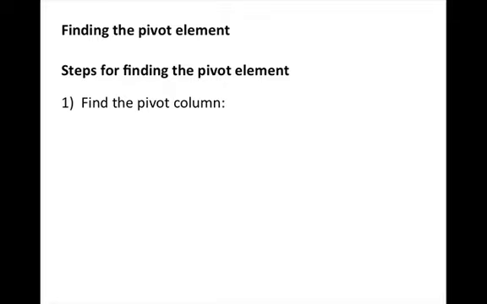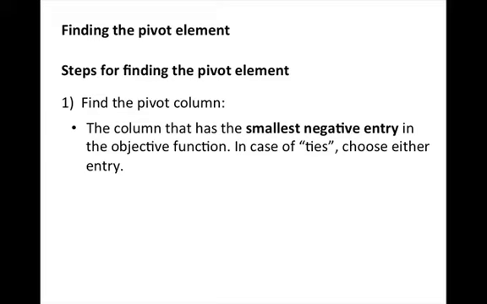Next, we want to look at how to find the pivot element ourselves. There's several steps for finding the pivot element. First, you always find the pivot column. To find the pivot column, you look at the objective function row. That's the last row in your table. In that row, you find the smallest negative number, and that's going to determine our pivot column.